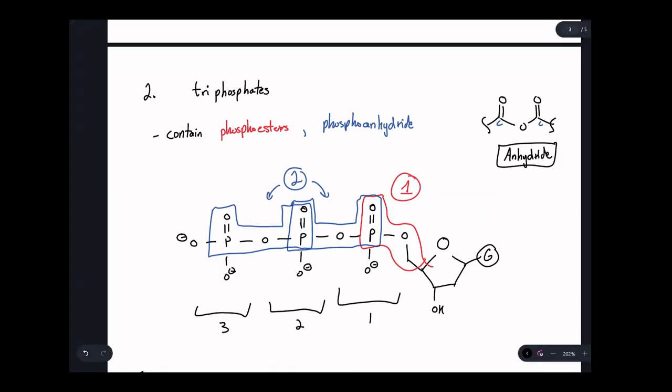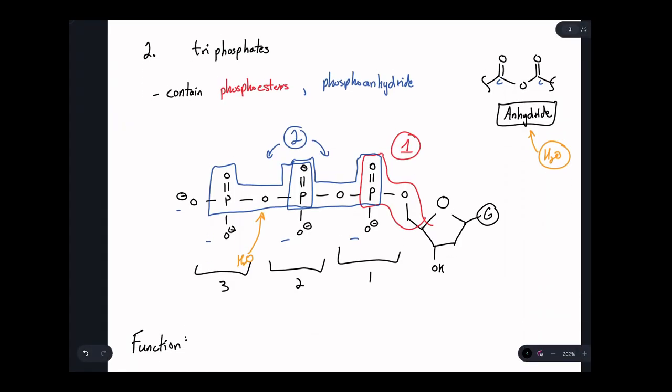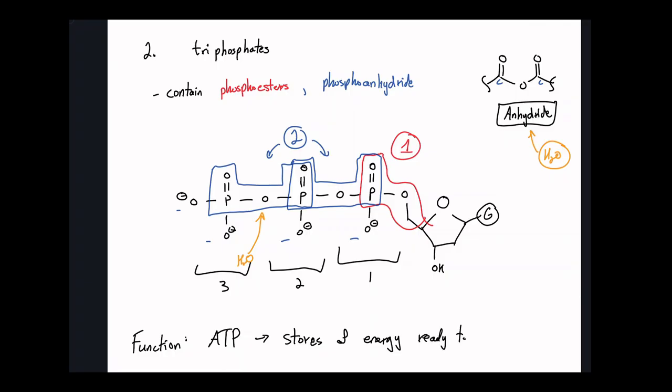Why does that matter? If you look at this phosphoanhydride bond, there's lots of negative charge. There's two negative charges here, one here, one here. Lots of negative charge. It's very unstable. And the thing about anhydrides is they're easily broken with water. This is also true here. Water can break this bond, and what it does is it releases a lot of energy. So these, for example ATP, adenosine triphosphate, are stores of energy ready to be used.